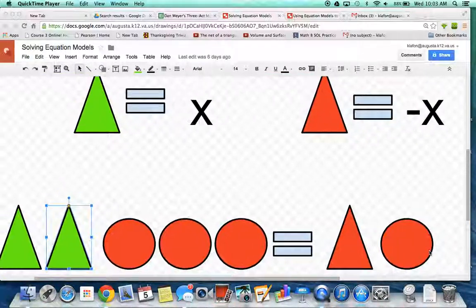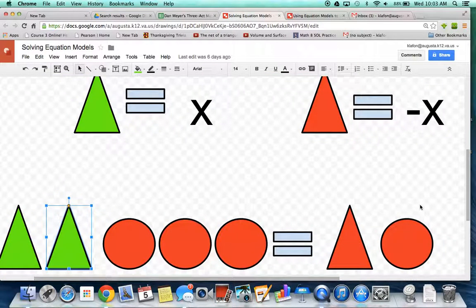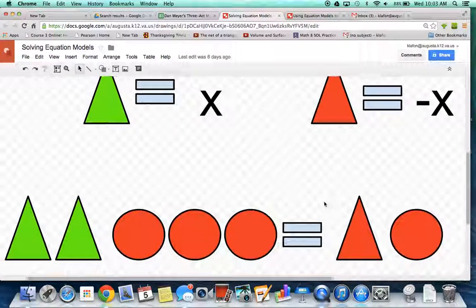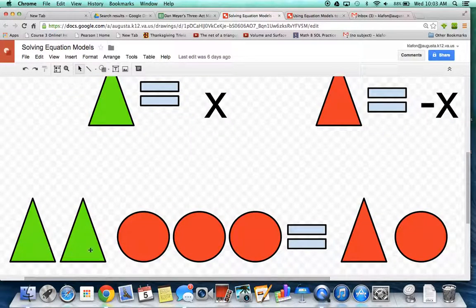So using that key, I've created this equation. 2 green triangles, 3 red circles equal a red triangle and a red circle. So go ahead and draw this model on your notes.